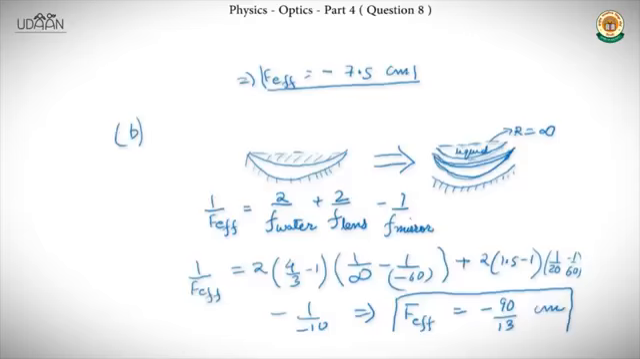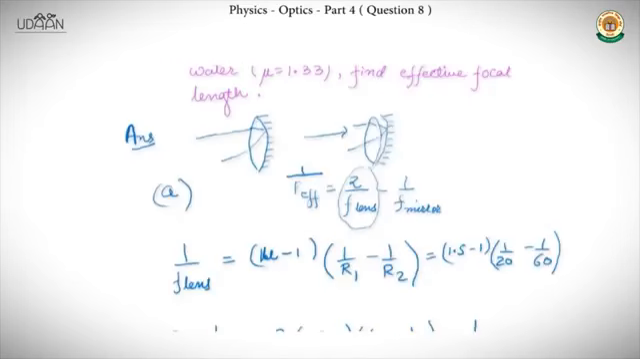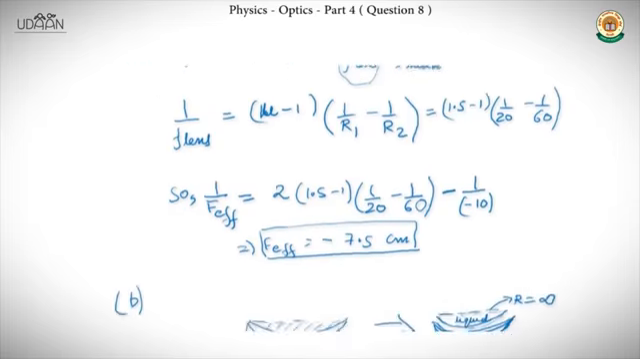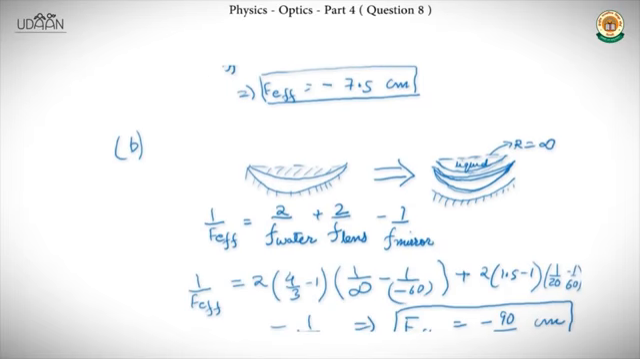So in this problem, we simply broke it down again into a combination of lenses and mirrors. In the first case we made it a combination of two convex lenses with a concave mirror placed between them. And in the second case, we also added the lens formed by the liquid, and then we applied the lens maker formula to finally get the answer.